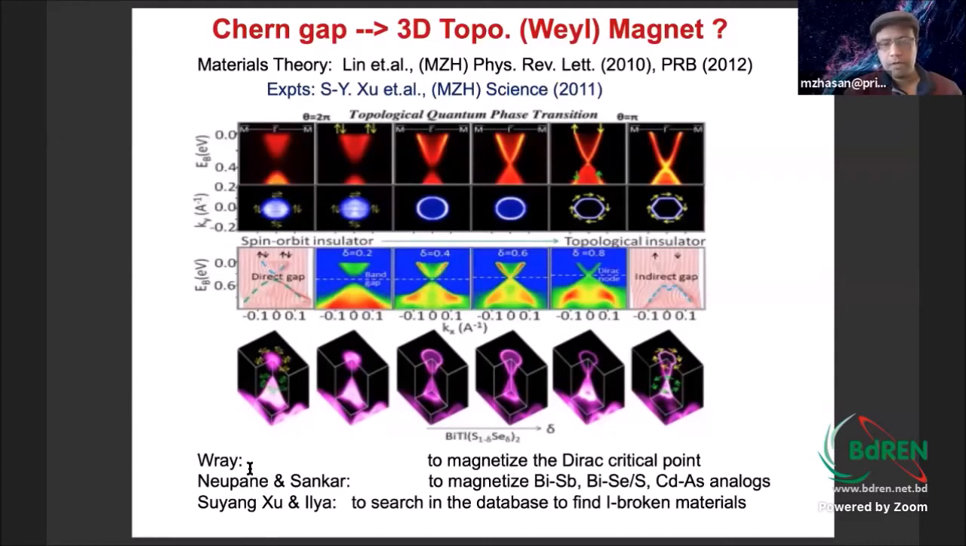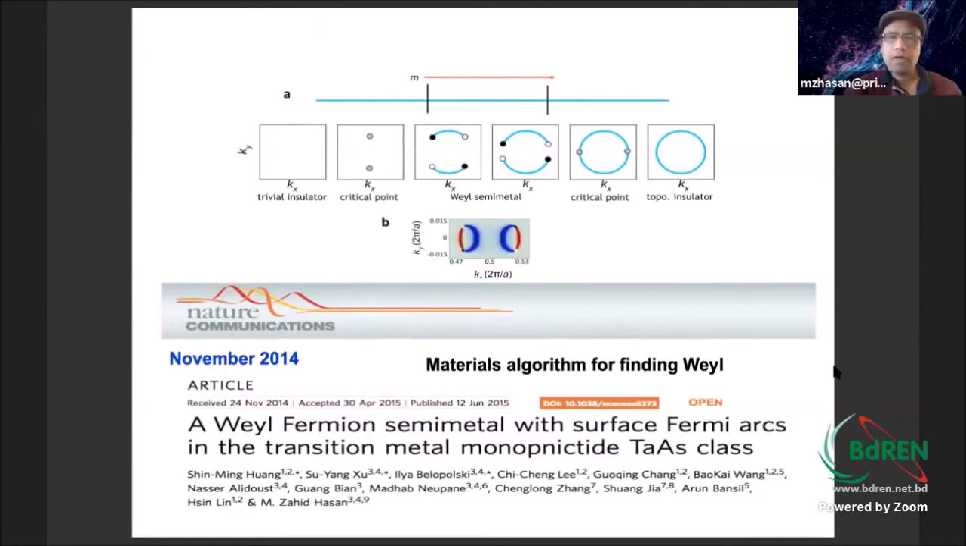Madhav is now a professor at University of Florida. And then I asked Suyang to search in the database to find I-broken, inversion-broken materials that are analogs of this idea. Suyang is now a professor at Harvard. Based on those ideas, we came up with a theoretical algorithm for how to find Weyl or magnetic Weyl. You start with a topological insulator, drive it to a critical point, just as we did in the previous slide, and then break symmetry. Then Dirac will split into a pair of Weyl, and the circular Fermi surface will split into a pair of Fermi arcs, disjoint Fermi surface.